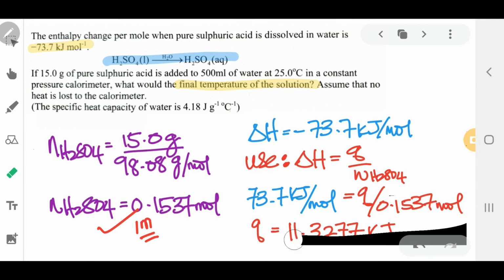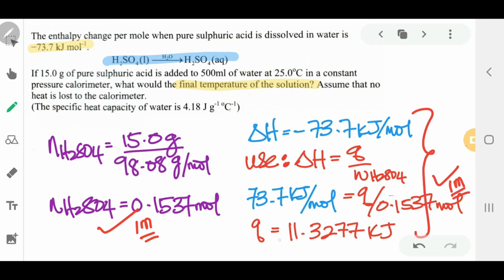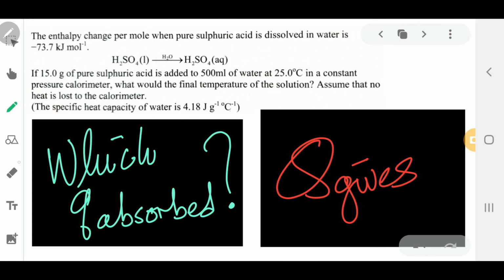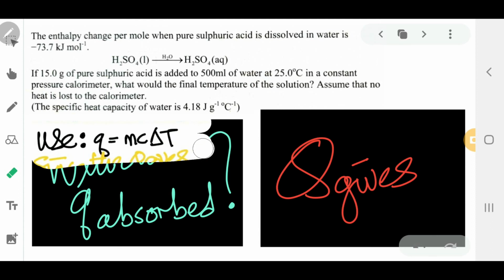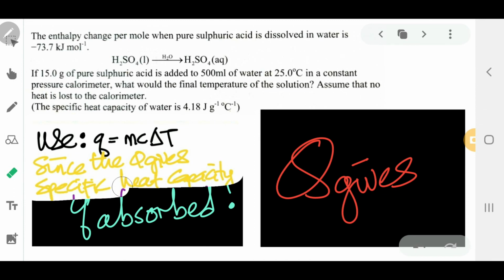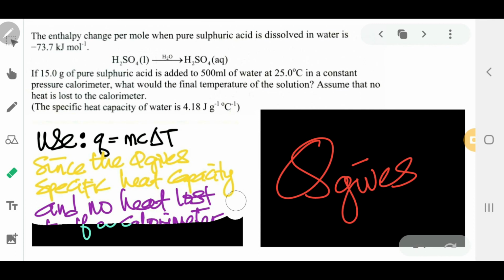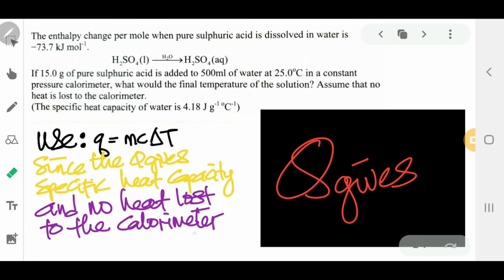I'll just put that information inside the formula, and I get the value of Q equals 11.327 kilojoule. I've got kilojoule over here because you've got kilojoule right over there. So this whole thing here, you should be given 1 mark for that. Okay, so we have found the value of Q. Now, which Q equation do we need to use? We're going to use Q equals MC delta T. Why? Because the question gives you the specific heat capacity, and another piece of extra information is that there is no heat loss to the calorimeter. That means all of the heat released by the process is absorbed only by the water inside the calorimeter.